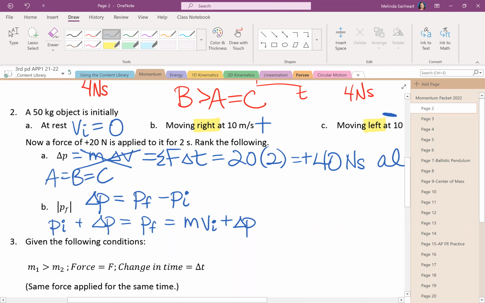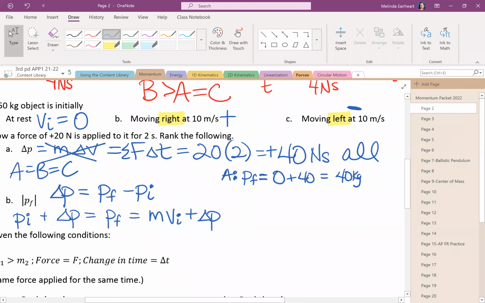Now they're all going to have the same impulse. And so let's do it for each. So the final momentum for situation A would be, well, 0 would be your initial momentum if you start at rest, plus 40. So it would have a final of 40. And Newton second, now I'm going to switch over to kilogram meters per second. Remember, these two are equivalent. You can use them interchangeably.